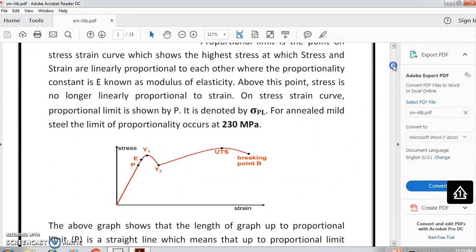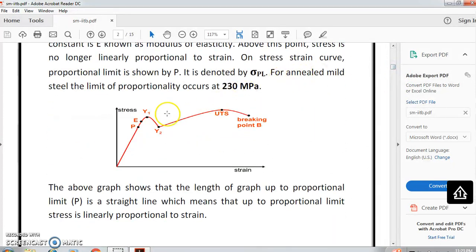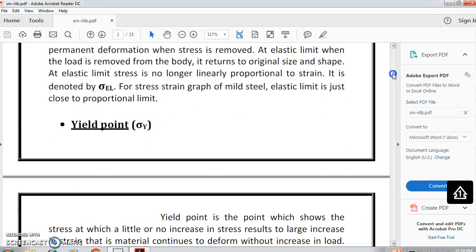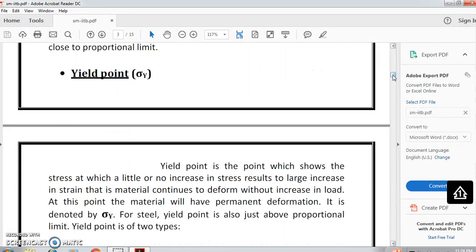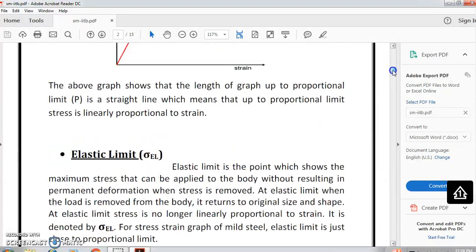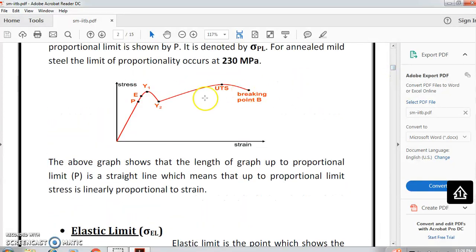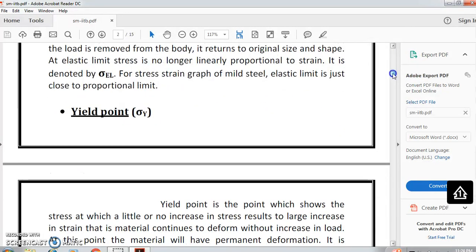Okay friends, the next stage of the stress strain diagram is point Y1. So what is this Y1? This Y1 is called the yield point, and here we also observe Y2, which is another yielding point. Y1 is called the upper yield point, and Y2 is called the lower yield point. So what is the yield point?